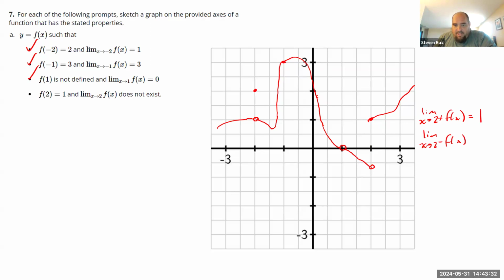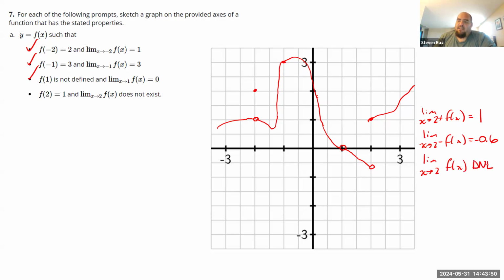I didn't put it in a whole number, but that's okay. Let's say negative 0.6. So the limit from the right exists. The limit from the left exists. They do not equal each other. So what does that mean about the limit as x approaches 2?